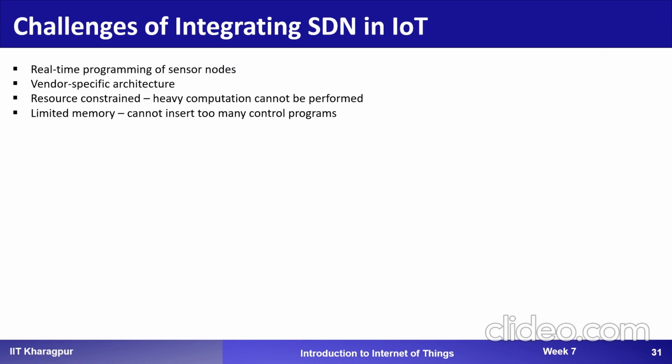Now the challenges of integrating SDN in IoT. First challenge is real-time programming of sensor nodes. You have to program your sensor node according to the SDN, so real-time programming is one of the challenges. Vendor specific architecture: each of the switches has vendor specific architecture, so the interoperability issue is there. Resource constraint: heavy computation cannot be performed, so these devices are resource constrained. Limited memory: cannot insert too many control programs there.